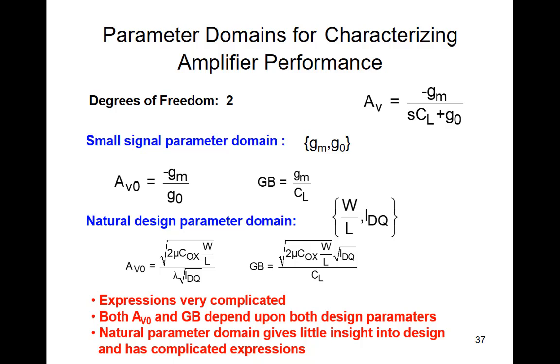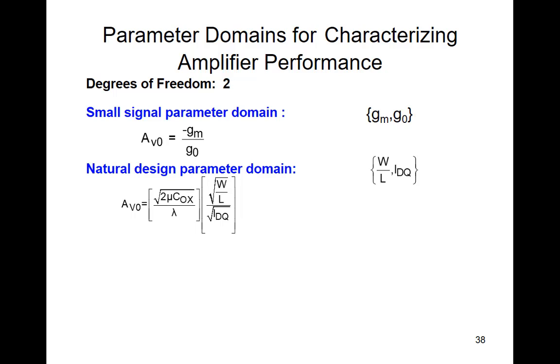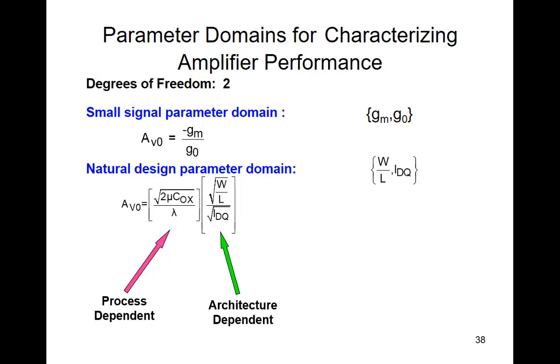So it does give us a little bit of insight into the design, but the expressions are complicated and designing in this parameter domain is somewhat complicated as well. Let me make an observation. If I reorder the parameters, this parameter here is the gain, this parameter here is process dependent but not design dependent. And you can show that this parameter here is architecture dependent and not process dependent.